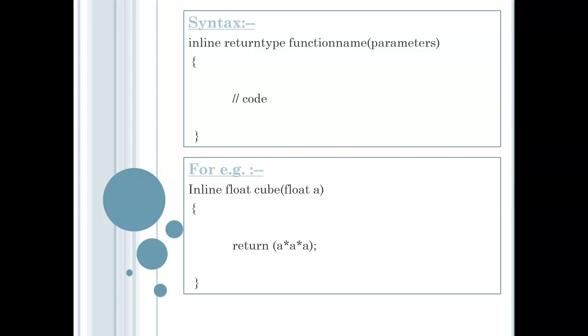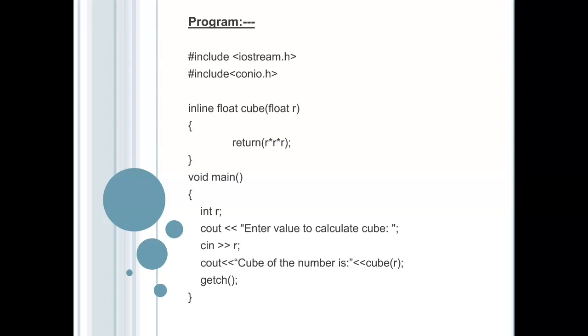Now see the example. Inline keyword, then float. Here float is return type of my function. Cube is my function name. In bracket float a is my parameter. Curly braces open, return a semicolon is my inline function body. Curly braces close. Now we'll see the program which will calculate cube using inline function.